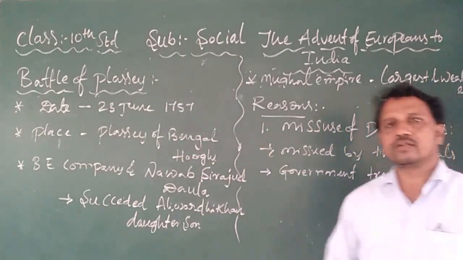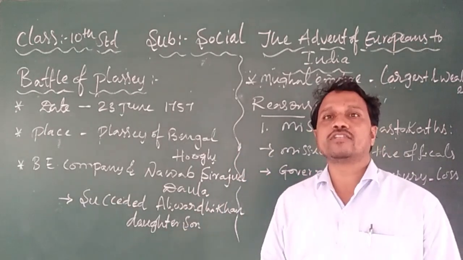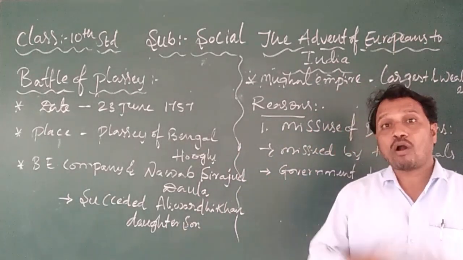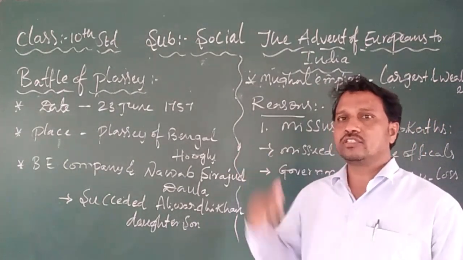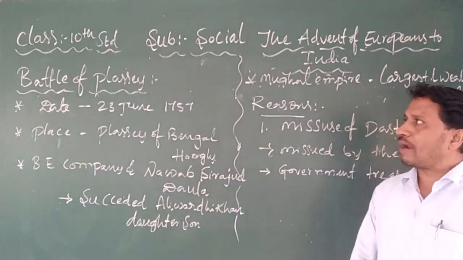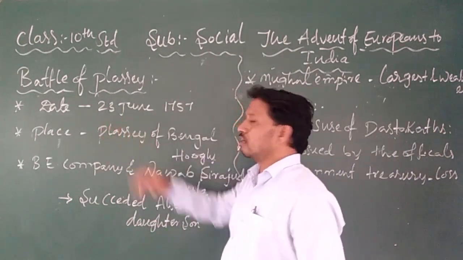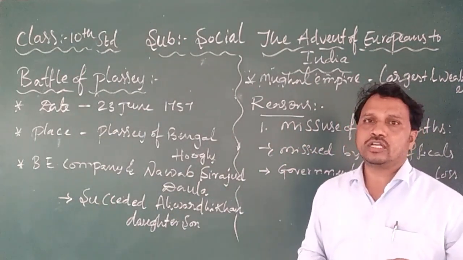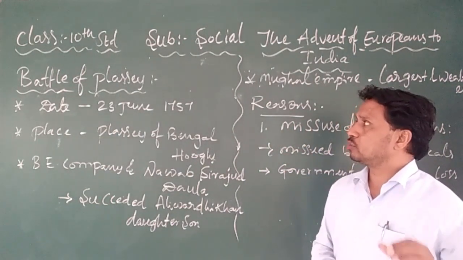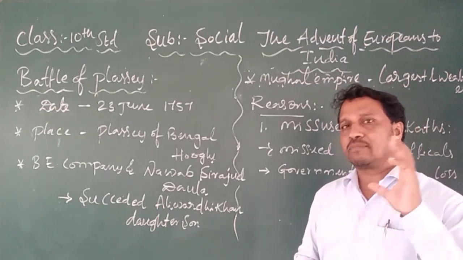Let's discuss, students, when and in which place and for what reason this battle started, and finally what result happened after the end of the Battle of Plassey. The Battle of Plassey started on the 23rd of June 1757. And which place is this? Plassey is a place name.